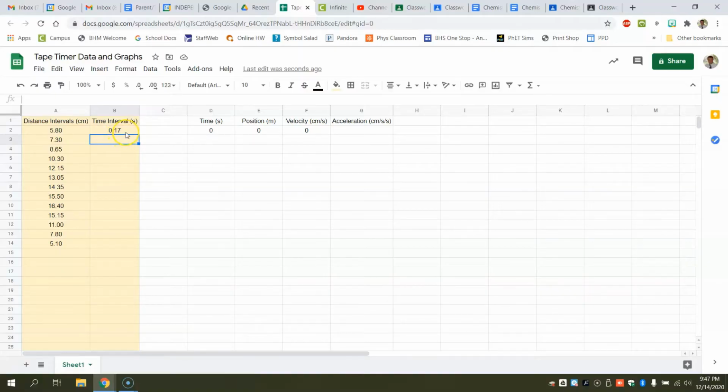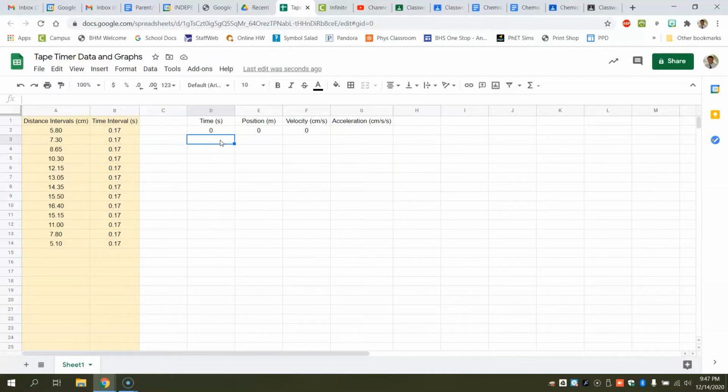Now we're going to do this for each of these, so I'm just going to drag this down, and it's going to match the size. So I have 0.17 for each of these intervals because that's the time it took in between each of those distances. Now that we've got our intervals put together, we're going to set up and do some formula work.